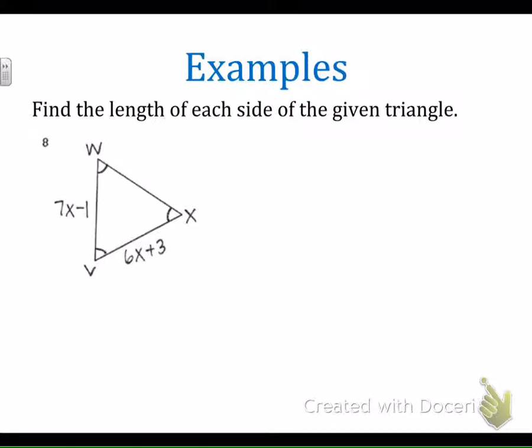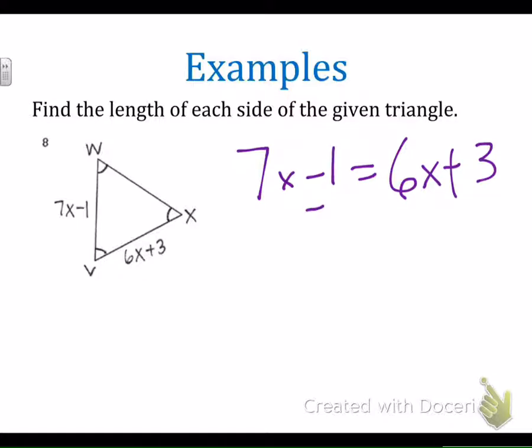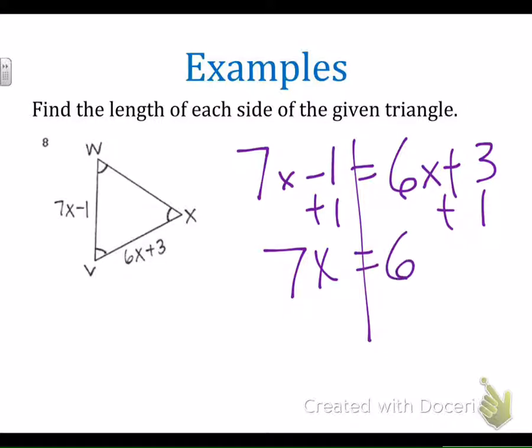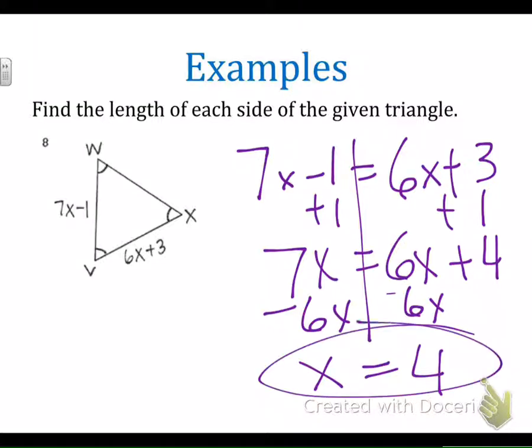Okay, so we'll do this one. 7x minus 1 is equal to 6x plus 3. Add the 1. 7x is equal to 6x plus 4. Subtract the 6x. x is equal to 4.